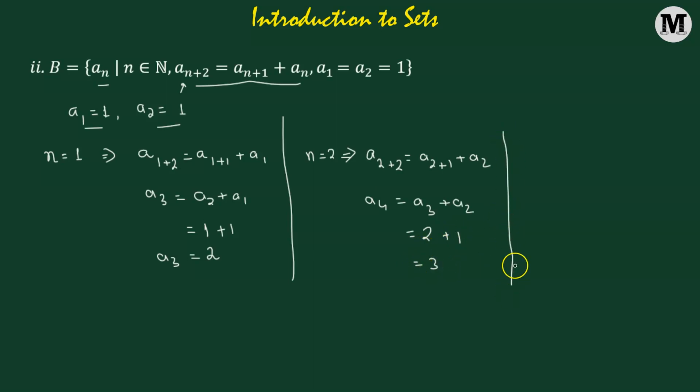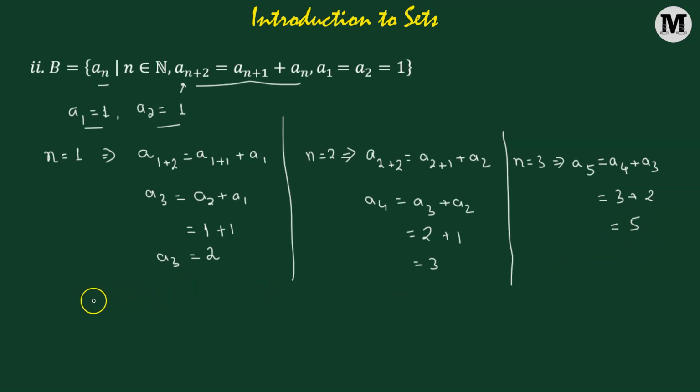Let's find out one more value. So for n equals 3, we have 3 plus 2, that will be 5. So a_5 will be equal to a_4 + a_3. So a_4 is 3, and a_3 is 2. So this will be equal to 5, and so on.